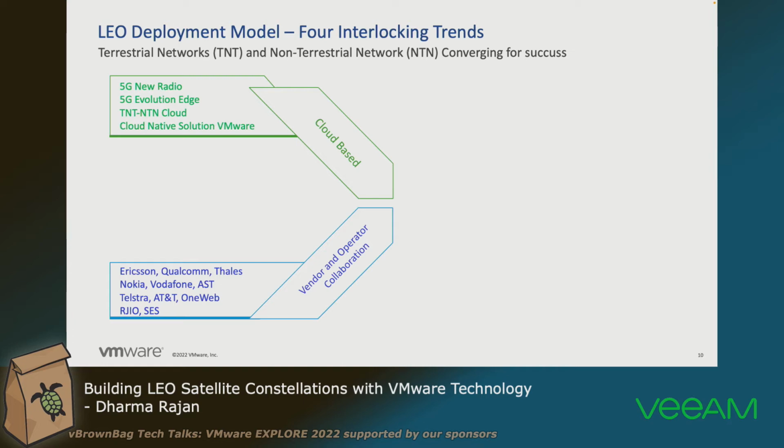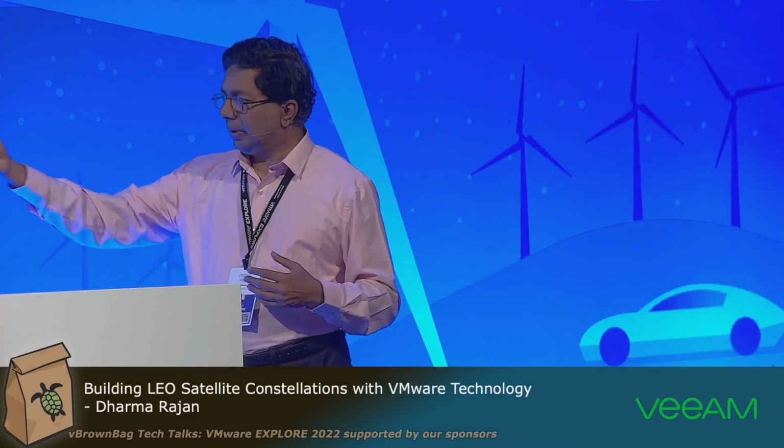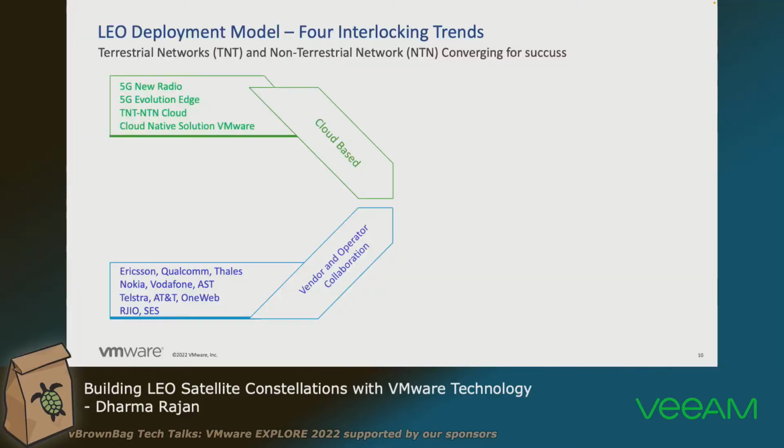The second area is you see a lot of operational, from a vendor point of view, a lot of collaboration happening. Collaboration between the satellite industry and the communication service providers is happening. Examples here are Ericsson, Qualcomm, and Thales. Thales is one of the biggest providers for NATO in all the satellite technology across the world. Then Nokia, Vodafone, and GST. Then Telstra, then the last one is Reliance Jio and Luxembourg SES here, right? So there are a lot of industries which are collaborating together.